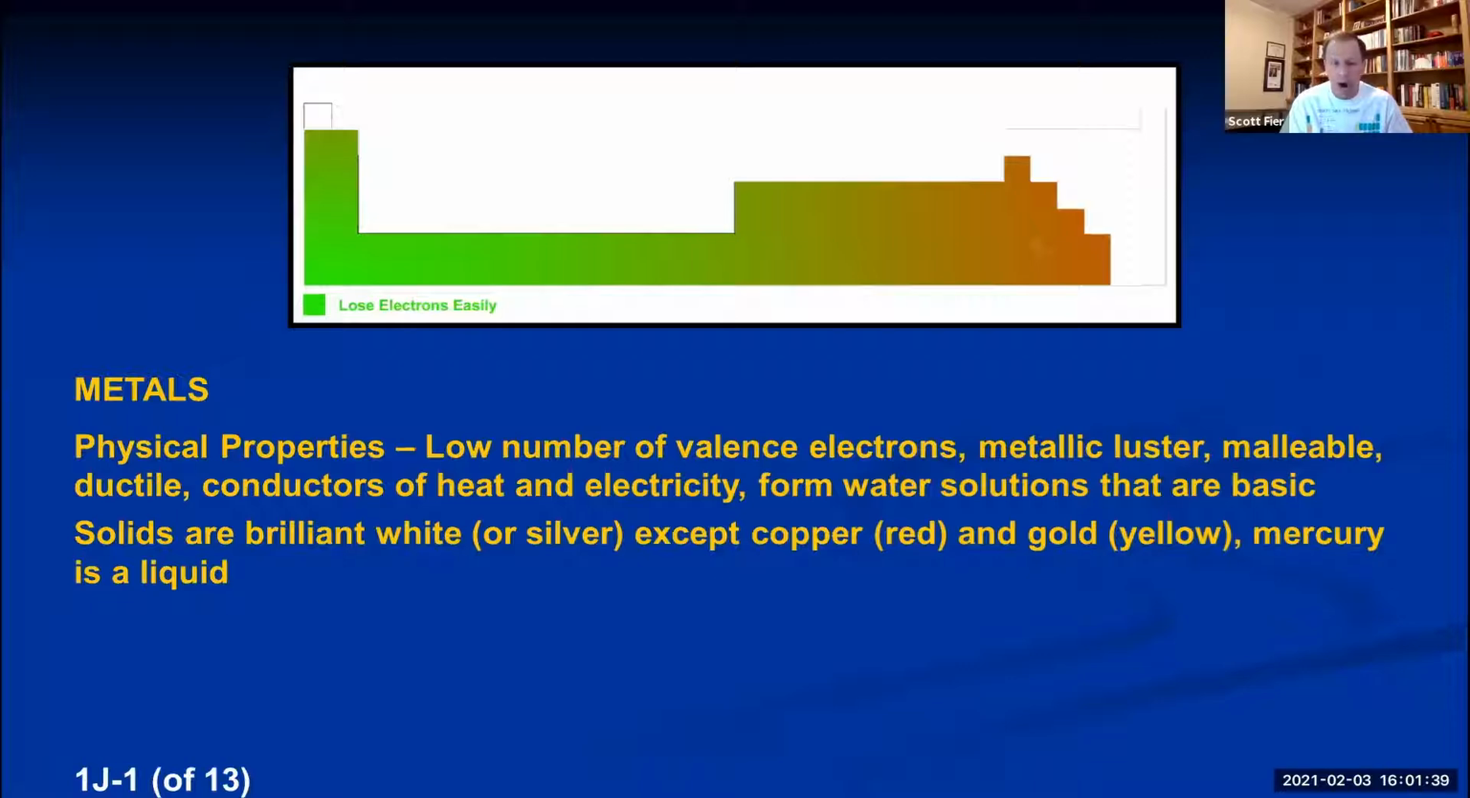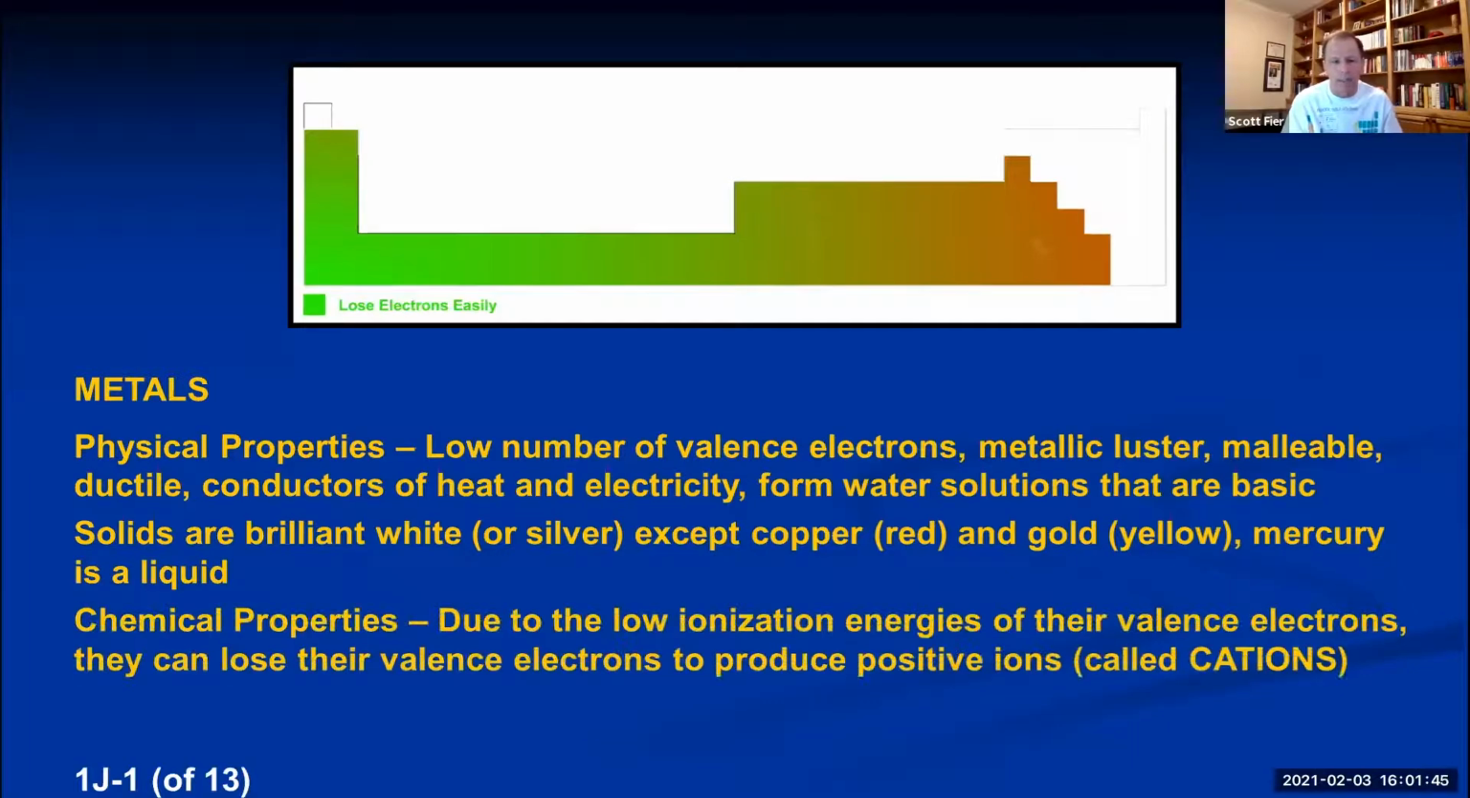Now, these are physical properties. It's what you can tell by looking at them or just measuring them. How do they undergo chemical reactions? Those are called chemical properties. And this is important. This is a key distinction between metals and nonmetals. Due to their low ionization energies of their valence electrons, they wind up losing their valence electrons when they react with atoms of other elements to produce positive ions. So metals react by losing their valence electrons. They produce, therefore, positive ions, and we call a positive ion a cation.